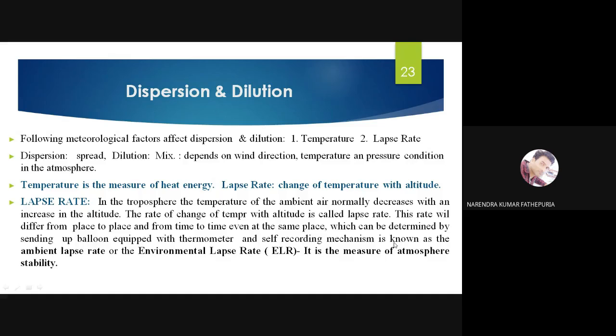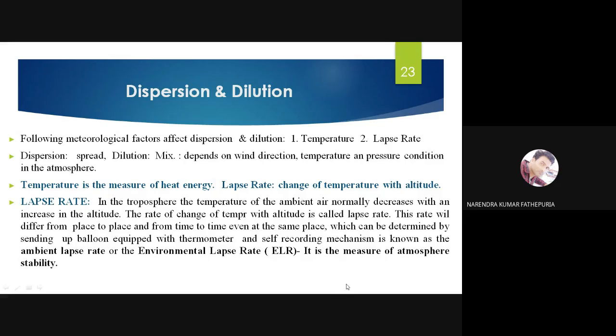There's a self-recording mechanism there for the temperature and height, and then automatically the graph will be plotted between the temperature range as well as the height. And then every time you will get the environmental lapse rate. So this phenomenon is called the ambient lapse rate, yeah, environmental lapse rate.